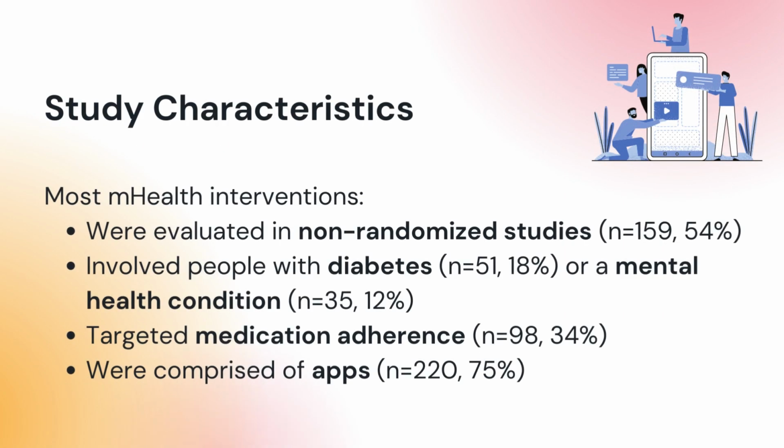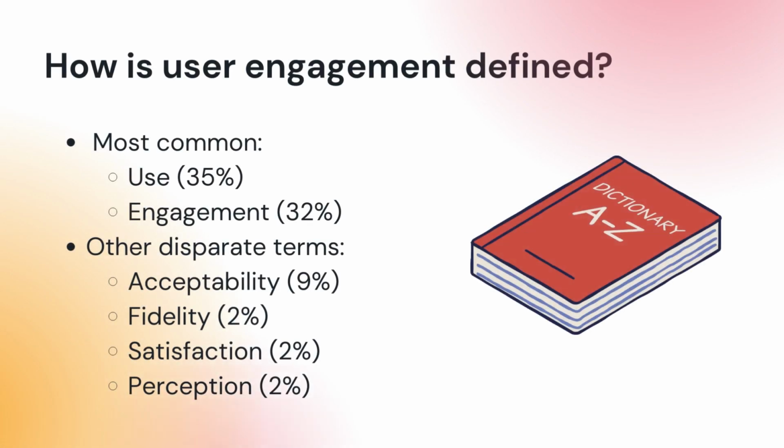Most studies were non-randomized and involved people with diabetes or a mental health condition. Most interventions targeted medication adherence and were comprised of apps. Use and engagement were the most common terms to define user engagement. However, there were numerous examples of disparate terms.